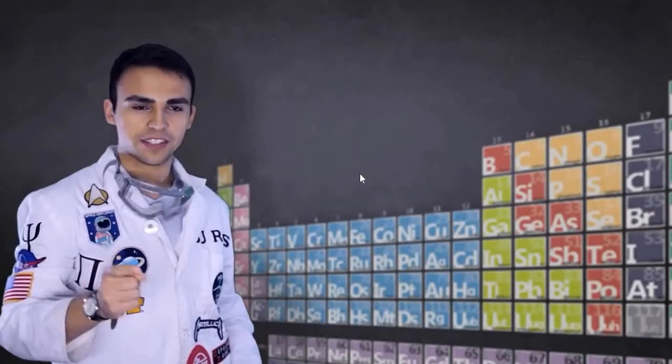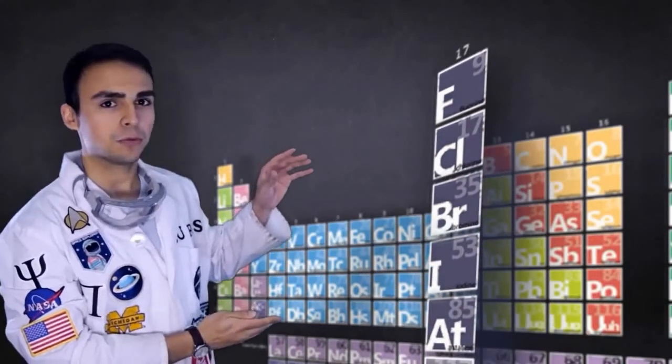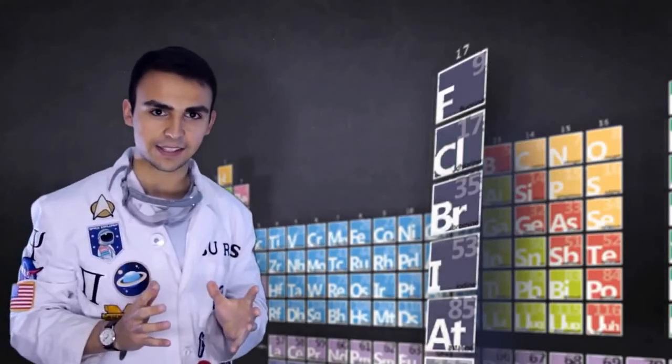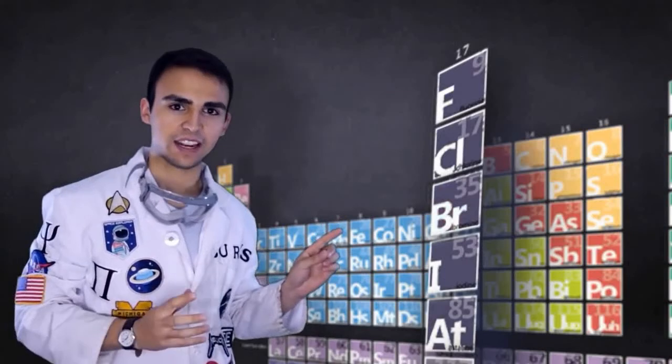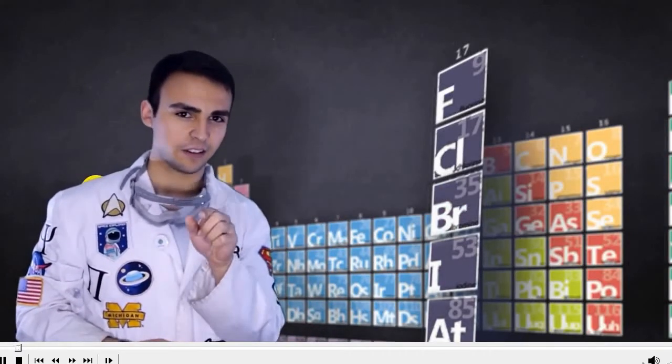Watch this video. Column 17 of the periodic table. Each element with their own unique personality. Chlorine, a gas. Bromine, a red liquid. Iodine, a metallic solid. Let's take a look at each of them.